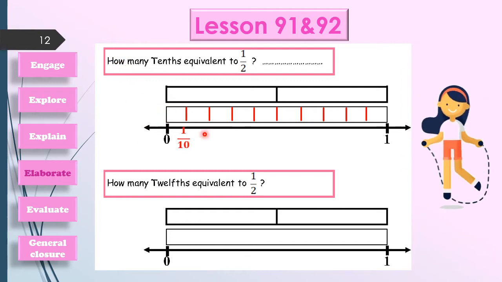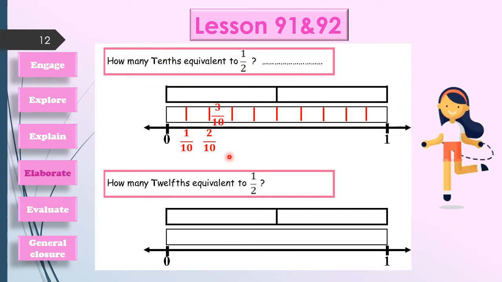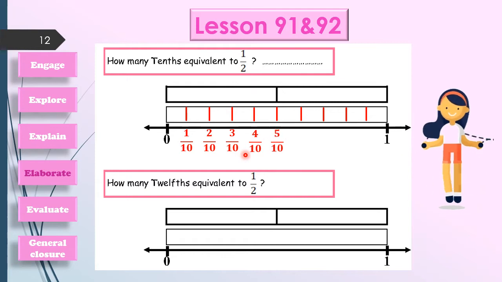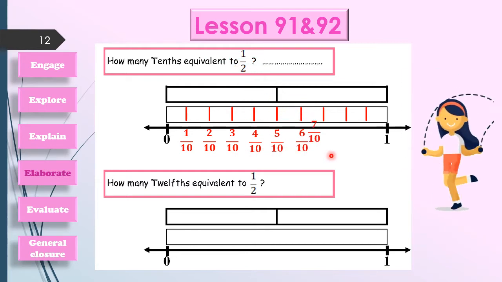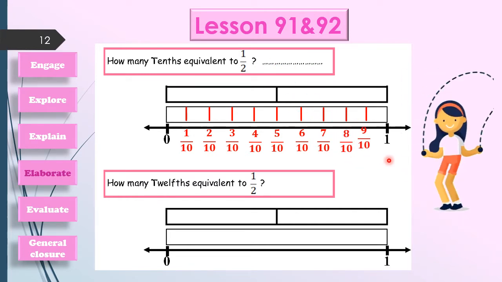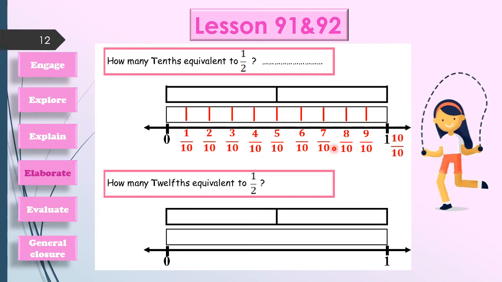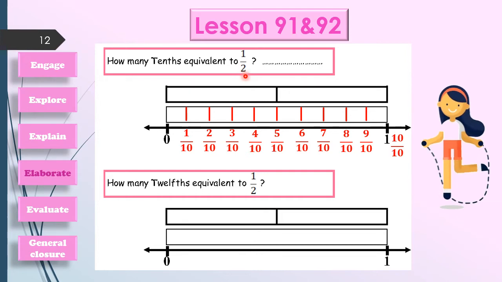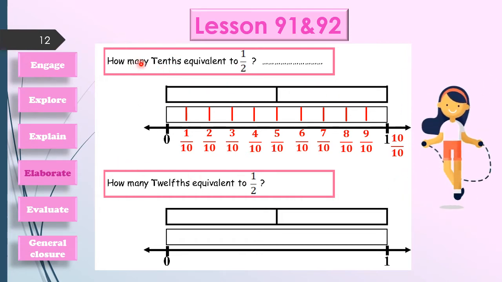Now let's name this number line. First part it will be 1 tenth. Next part 2 tenths, 3 tenths, 4 tenths, 5 tenths, 6 tenths, 7 tenths, 8 tenths, 9 tenths, and the whole one, which is 10 tenths. Now let's answer our question. After finishing our drawing and the naming, let's go here. How many tenths are equivalent to half?